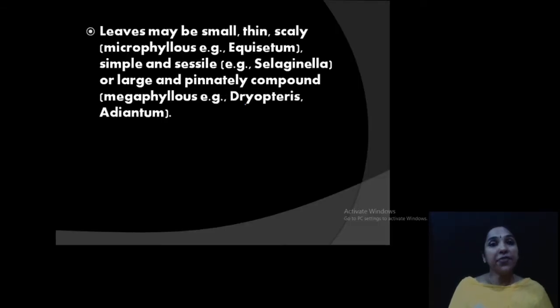Now, the leaves are very small or maybe large, usually scaly leaves, and maybe simple or sessile, meaning a leaf having a stalk or a leaf without a stalk. Then in some cases leaves are large, pinnately compound. What do you mean by pinnately compound? See, this is the common stalk, the axis of the leaf, known as the rachis. And this rachis has the leaves like this. This is one leaf, this is another leaf, and likewise leaves go on. That is, from an axis, leaves are arranged on both sides, pinnately compound leaves.